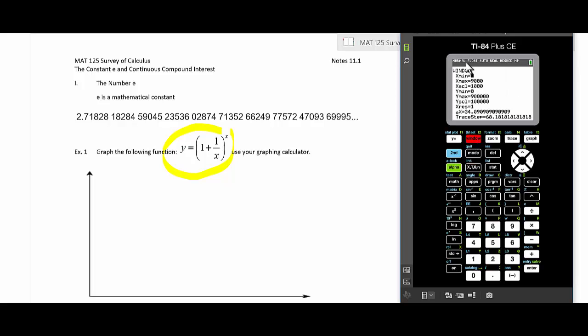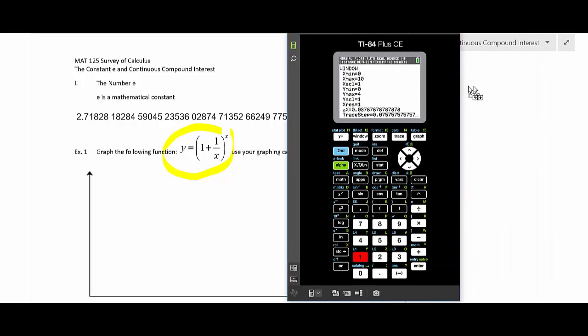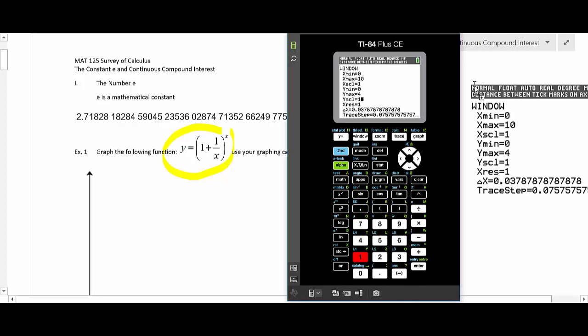Okay, so let's do that. Now your window: x from 0 to 10, scaled by 1. And then y, we're going to do 0 to, let's say, 4, scaled by 1. That will allow us to see what I want you to see. Once you have that put in, press graph, and you'll see a function that has a starting point and then looks like it levels off. Does it look like it levels off and maybe has a horizontal asymptote? That's what we're going to look at.